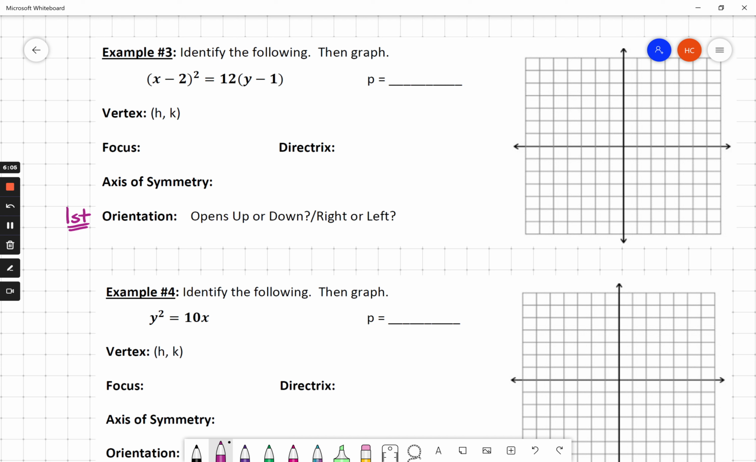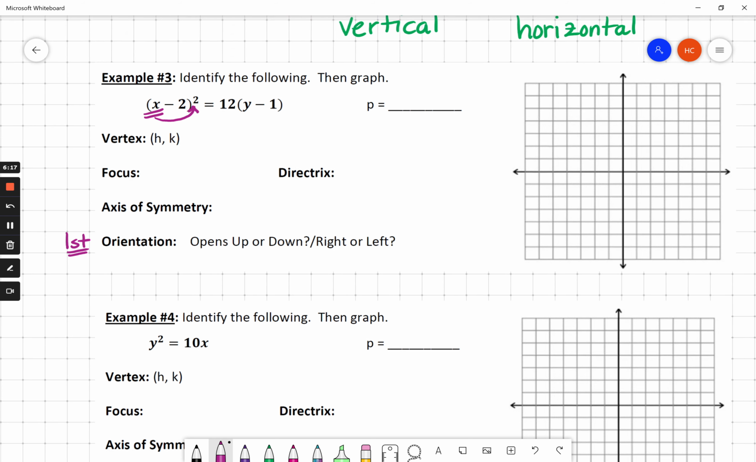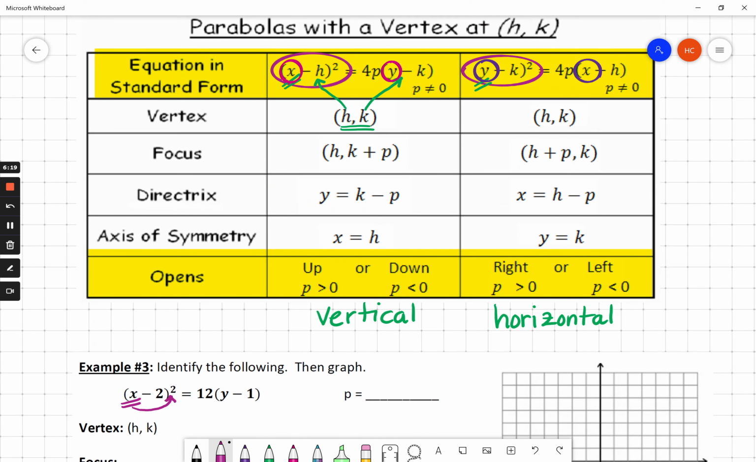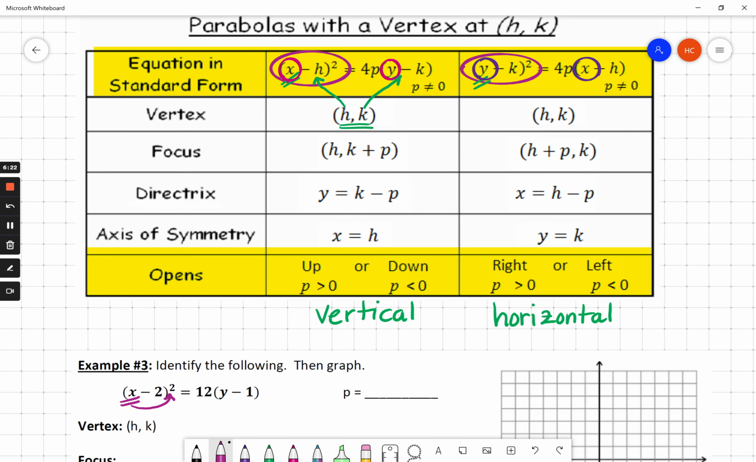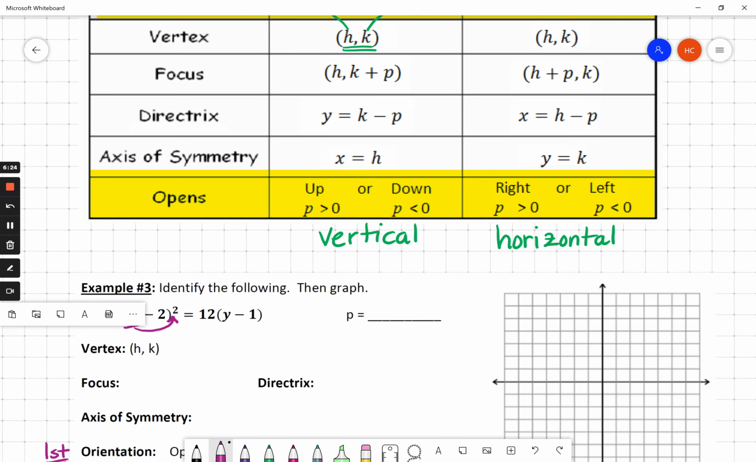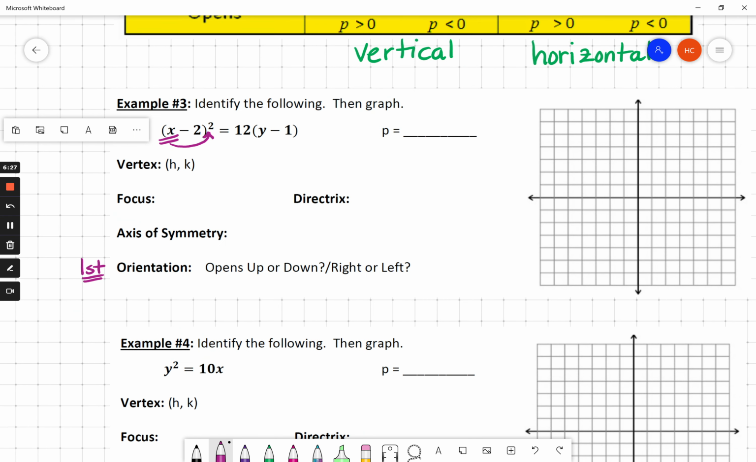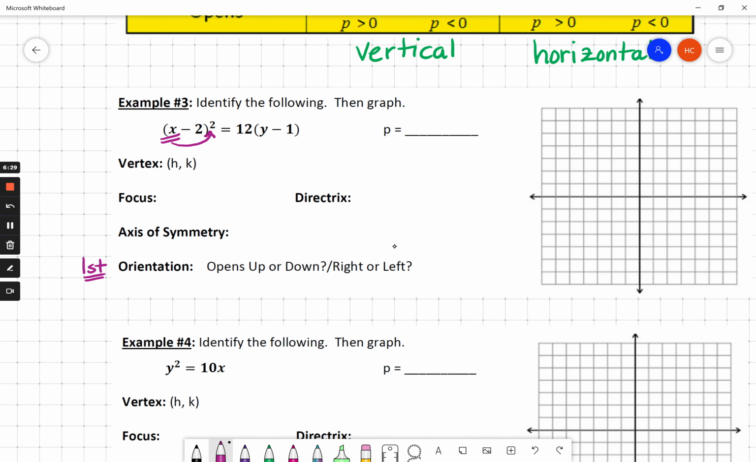So the first thing you're going to do is your orientation. We need to determine, is it opening up or down or right or left? Well, we notice here that the x term is the one being squared. So if we go back up to our chart over here, when our x is being squared, it was a vertical parabola, so it's going to be opening either up or down. I'm going to choose up or down because I'm not sure which one as yet, but I know it's definitely going to be a vertical pointing parabola.